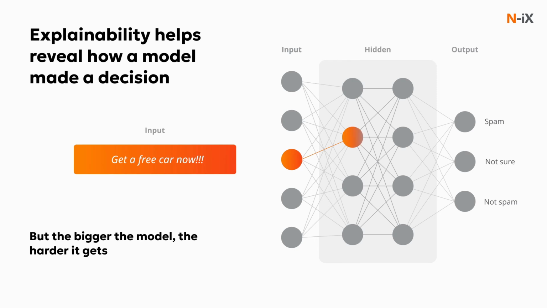AI scientists can see which neurons light up when a model is doing a specific task, but not what these neurons represent. In a model with 1 to 2 layers, you can experimentally find neurons that activate when it sees the word free, followed by an exclamation mark, which is why this email got flagged as spam. That's useful, auditable, and legally important in industries like finance, healthcare, or HR.